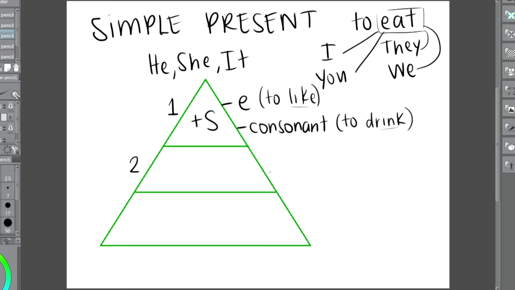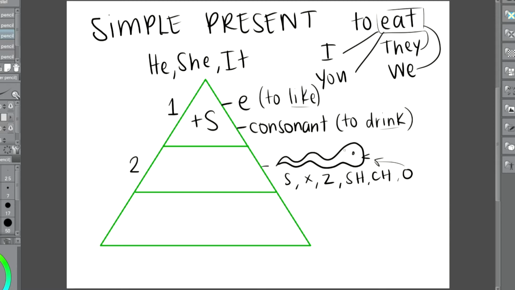Rule number 2 is for any verb that ends with a snaky sound. And by snaky sound, I mean S, X, Z, SH, CH, and don't forget the letter O. The snake's head reminds us of the letter O. Any verb that ends with one of these letters, we will add ES. So for example, to go, like I go to the park, would become goes.